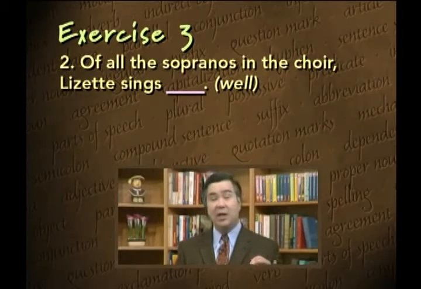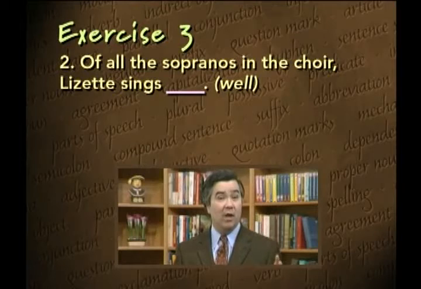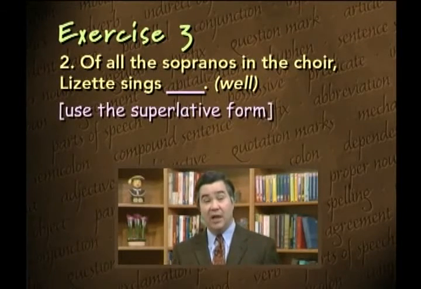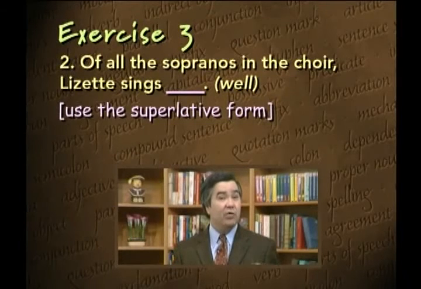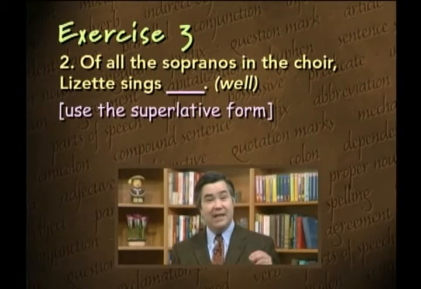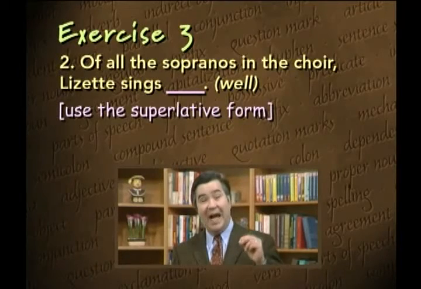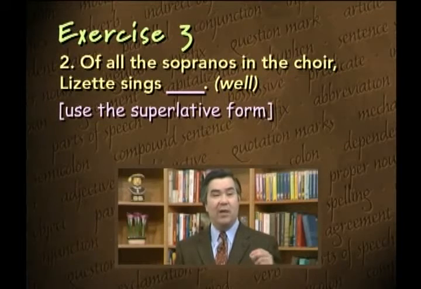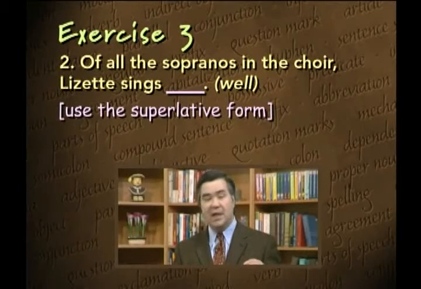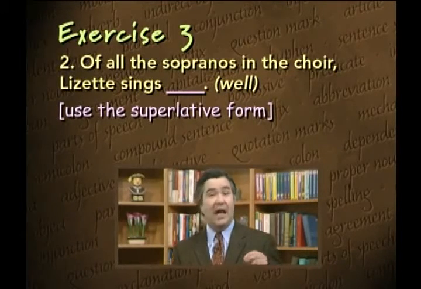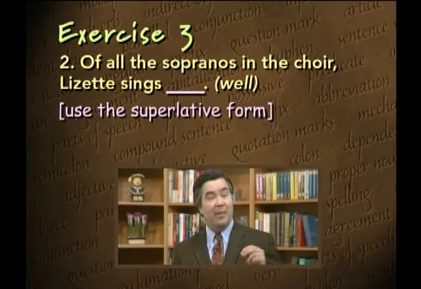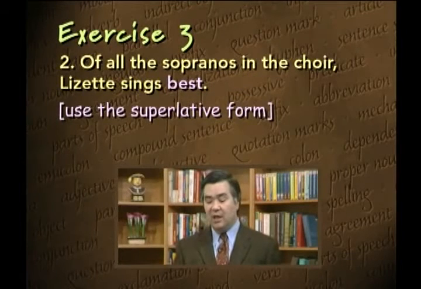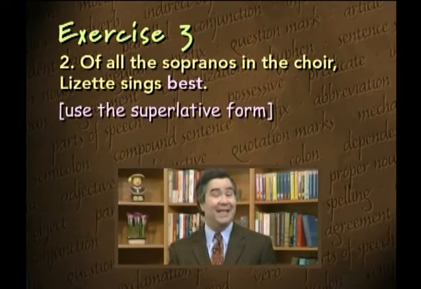So the sentence certainly makes it sound as though there are three or more sopranos involved. So therefore, we want the superlative degree of the adverb well. And as you know, the adverb well is one of the irregular adverbs. It forms its comparative and superlative degrees irregularly rather than according to the usual rules. And the three forms of the adverb well are well, better, best. The superlative form is best, and the sentence should read, of all the sopranos in the choir, Lisette sings best.